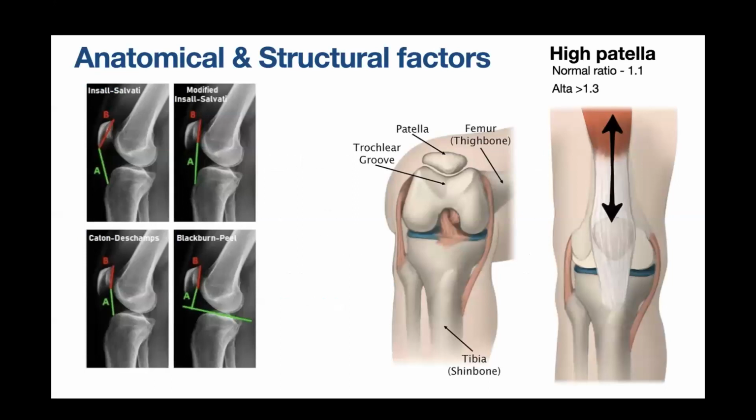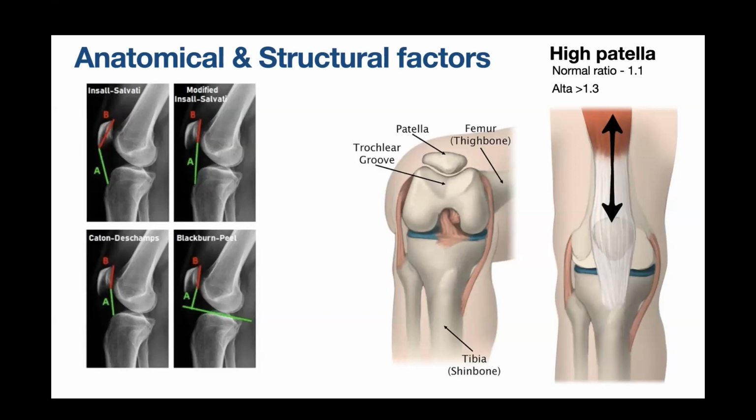Looking into the anatomical factors, here you can see the 4 major ratios. Here you have the Insall-Salvati ratio, that is nothing but the length of the patella tendon to the length of the patella. The second major one that we look into these days is the Caton-Deschamps ratio. That is nothing but the distance of the lower edge of the joint surface of the patella to the anterior superior edge of the tibia. The other ones are the modified Insall-Salvati ratio and the Blackburne-Peel ratio, which Dr. Dharani will look into.